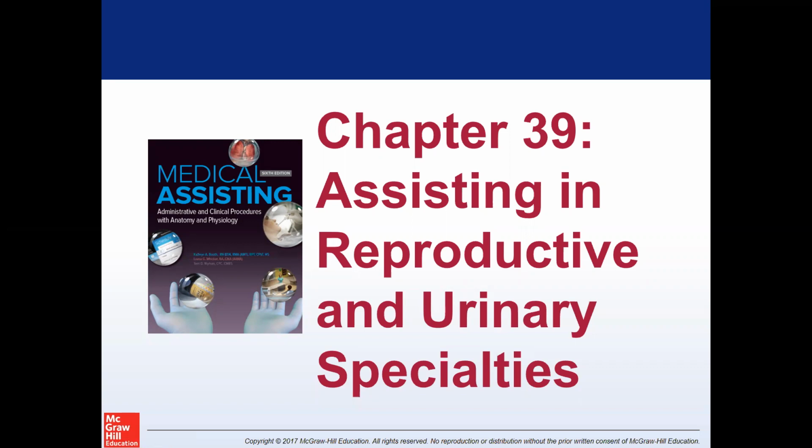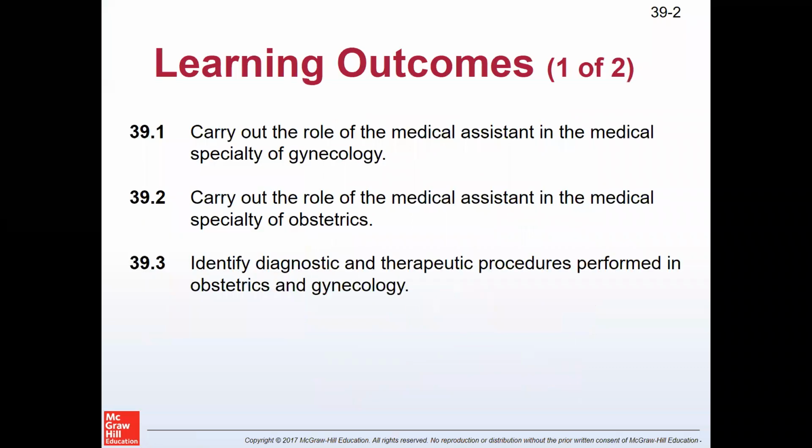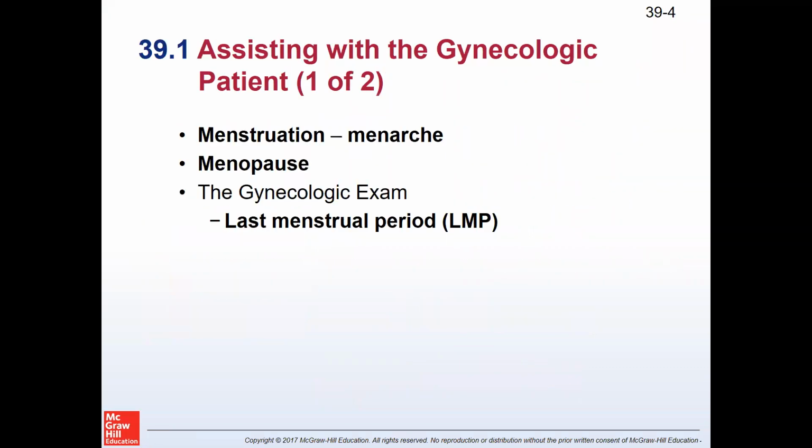It is chapters 39, 40, and 41. Chapter 39 is assisting in reproductive and urinary specialty. This is really just an overview if you work for that type of doctor, or even if you are helping perform some of these procedures that happen for these patients.